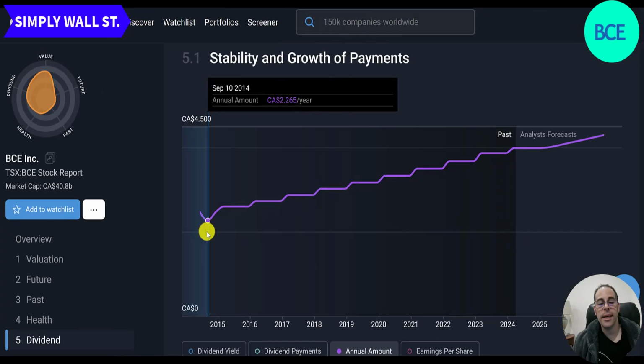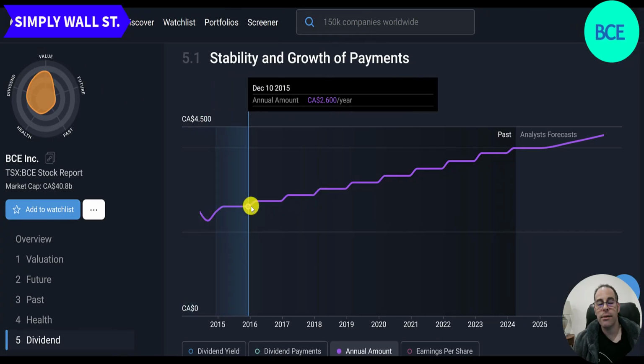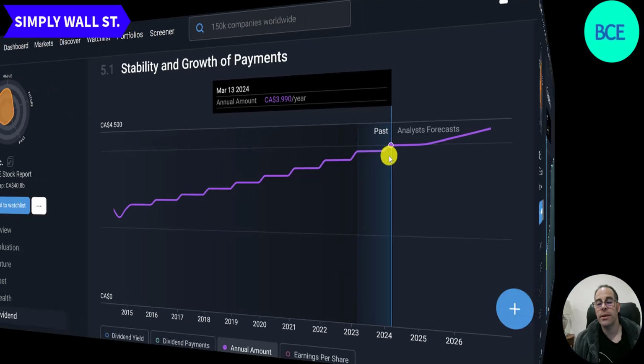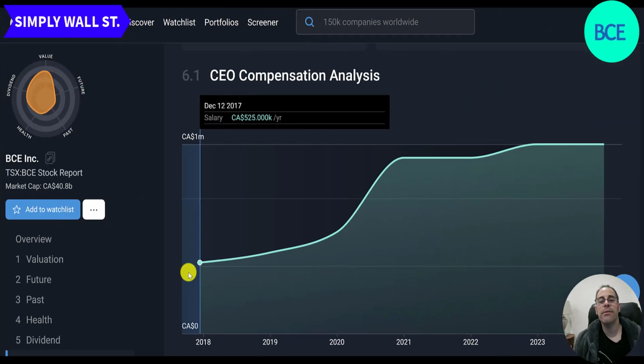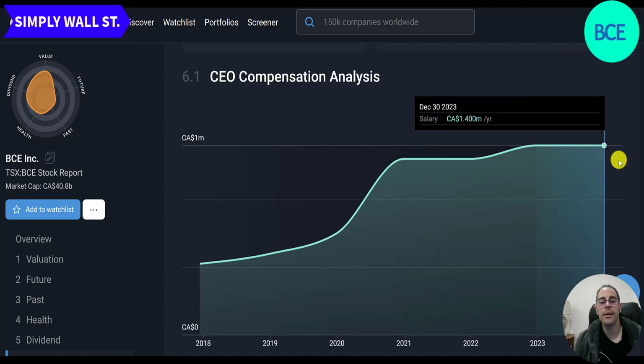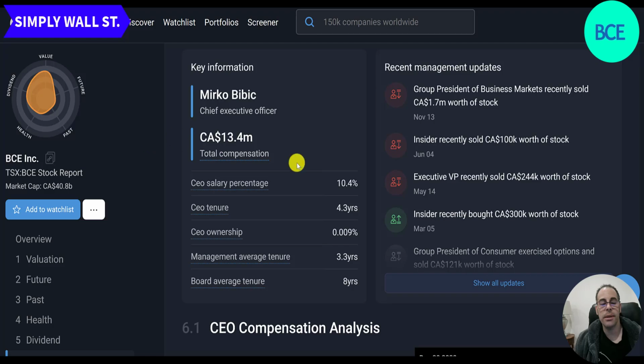You can see in the past decade, they haven't cut their dividend. It grows every single year. Currently, they pay $4 per share for their dividend. The CEO's salary was $500,000 in 2017. Now it's 1.4 million Canadian dollars. Total compensation $13 million. His tenure as CEO is 4.3 years.